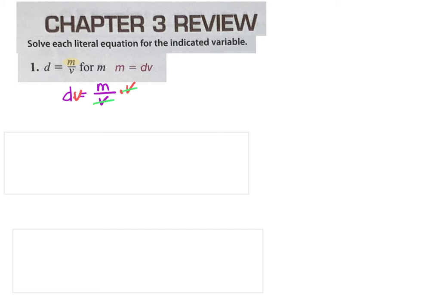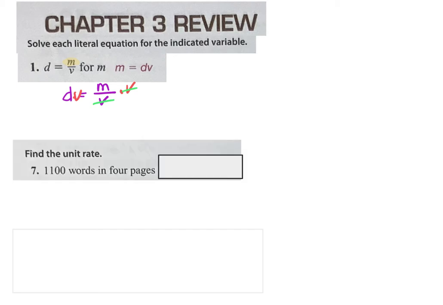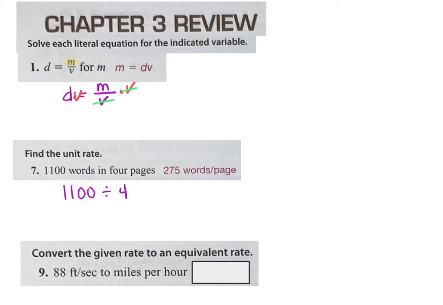All right, for the next one, the unit rate. Unit rate means that we want the denominator to be 1. So if they are reading 1,100 words in 4 pages, you literally just have to divide 1,100 divided by 4 here. And you should have gotten 275 words per page. Unit rate. All right. And then the next one here, convert the given rate to an equivalent rate, 88 feet per second, into miles per hour.